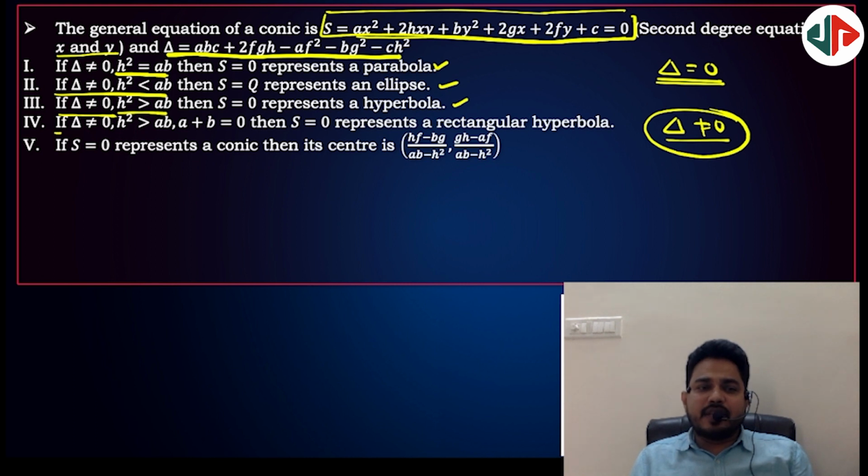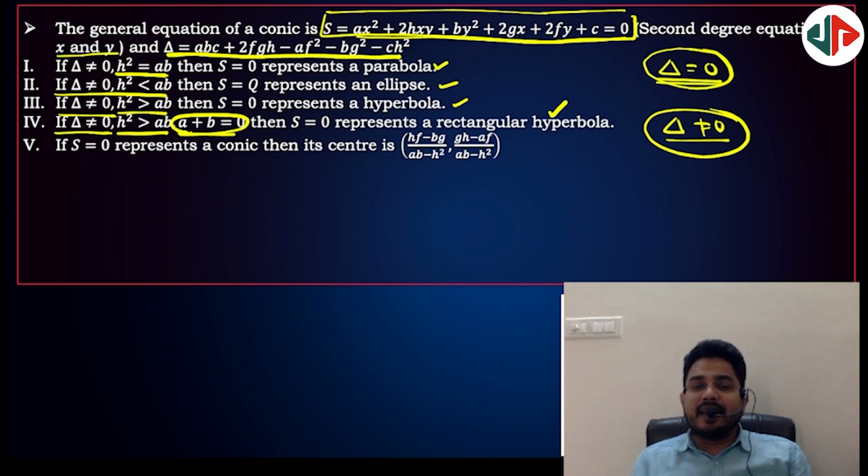And there is a special case: delta not equal to 0, h square greater than ab, and a plus b equal to 0. A plus b equal to 0 means, as in the pair of lines, the asymptotes will be perpendicular. So that is called the rectangular hyperbola, whose eccentricity is root 2.